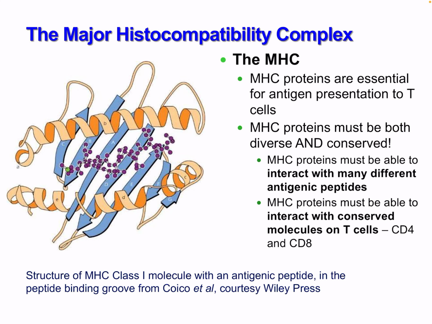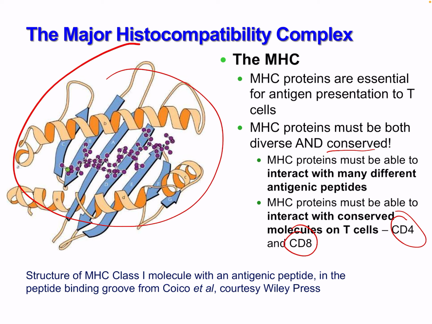So the MHC molecule. The MHC proteins are essential for antigen presentation to T cells. The MHC proteins must be both diverse and conserved. MHC proteins must be able to interact with many different antigenic peptides. MHC proteins must be able to interact with conserved molecules on T cells. These include the CD4 and CD8 T cells. So here we can get a picture of an MHC molecule. This is what is being presented in between.